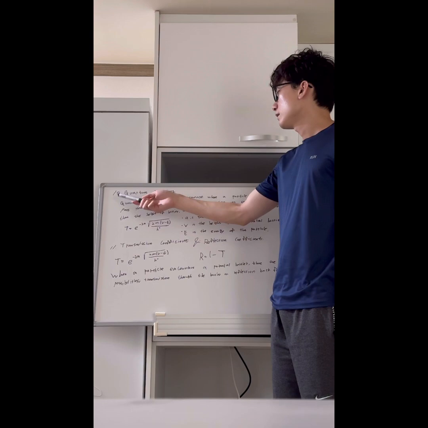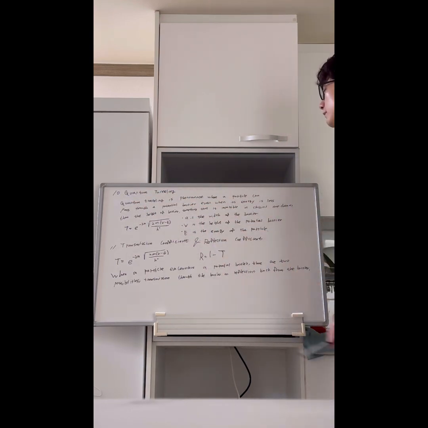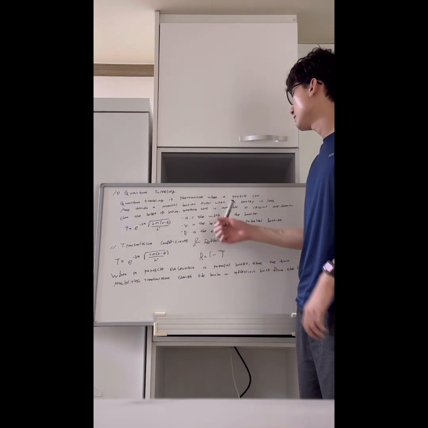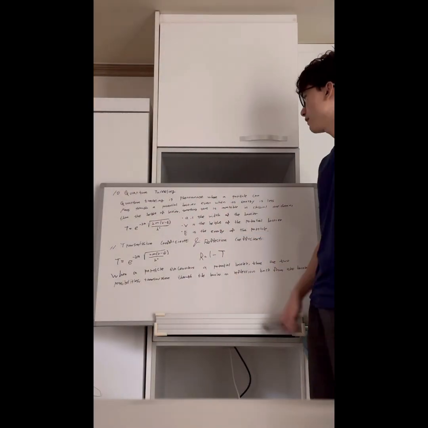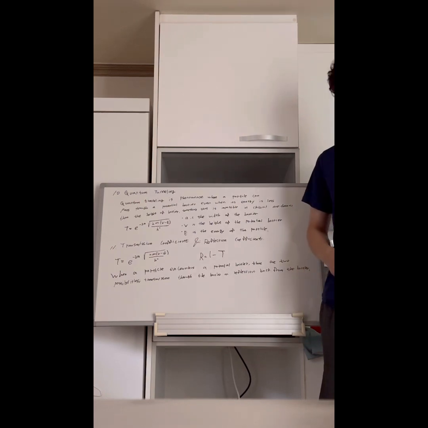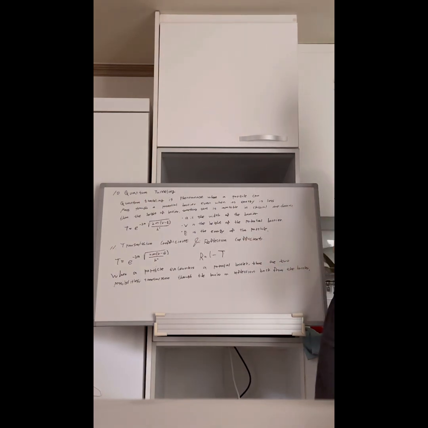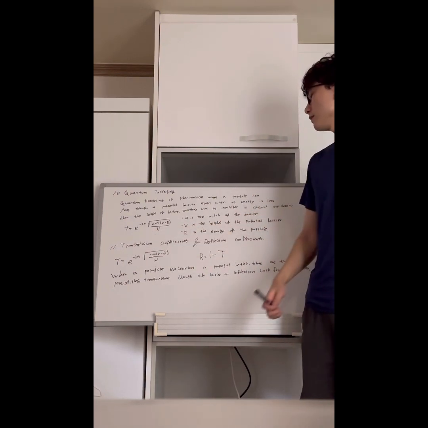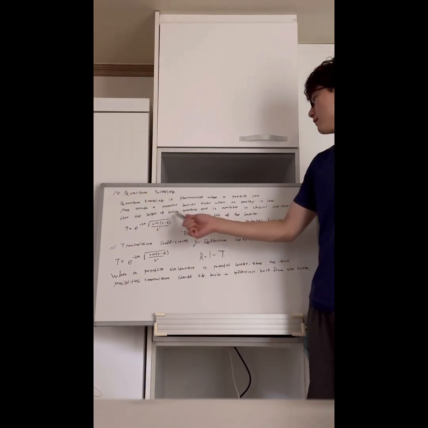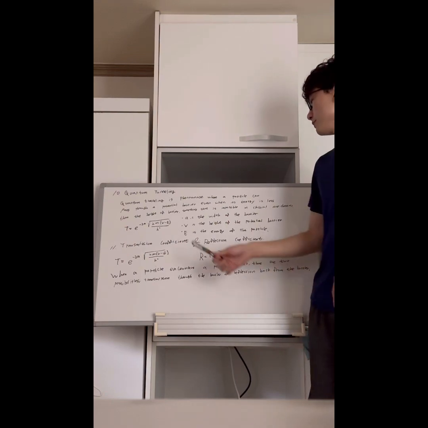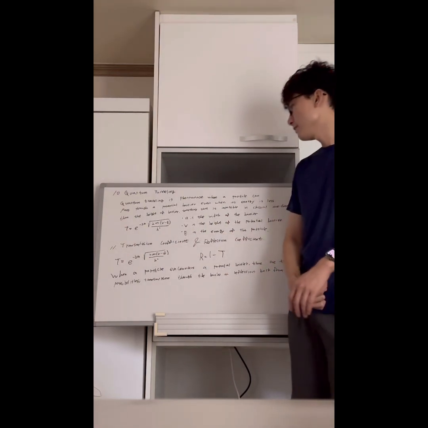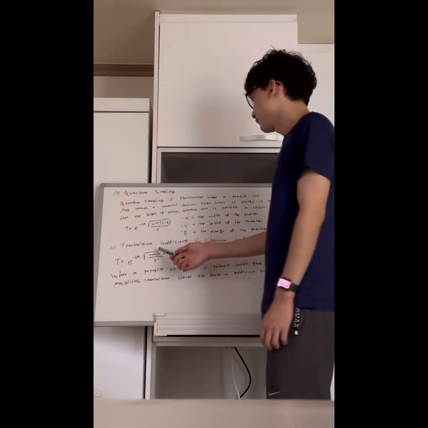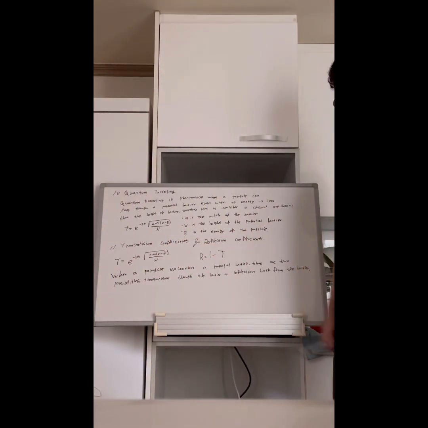And next one is 10, quantum tunneling. Quantum tunneling is a phenomenon where a particle can pass through a potential barrier even when its energy is less than the height of the barrier, something that is impossible in classical mechanics. This is the quantum tunneling equation. A is the width of the barrier, V is the height of the potential barrier, E is the energy of the particle.